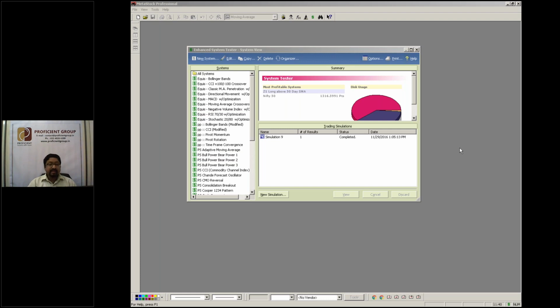But as you can see, there is a huge amount of data when you design a system and run it. There will be a huge amount of data, so you cannot do it manually. For that, you also have to take advantage of METASTOCK. These small programs are created within METASTOCK. This is called the enhanced system tester. This system tester will analyze your trading system.